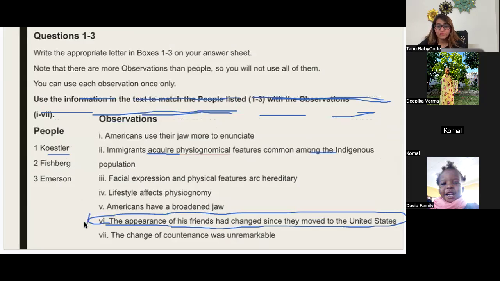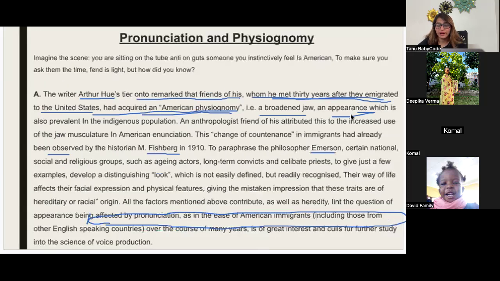So this is already done. Sixth one is already done. We will eliminate. We will look at the other options. Americans use the jaw more to masticate. Okay, let me go back again. Now here, an anthropologist friend of his attributed this to the increased use of the jaw. This change of countenance in immigrants has already been observed.